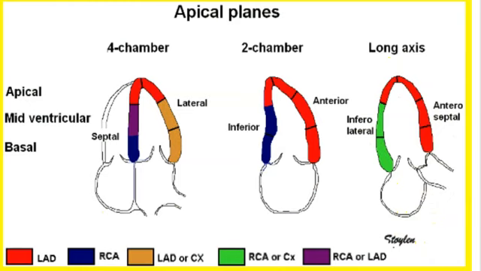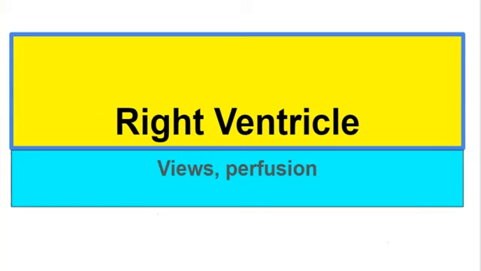So that does it for the left ventricle and the coronary territory interpretation in our cut planes and so on and so forth. So we should be okay with that. In the right ventricle, views and perfusion of the right ventricle are a little bit different.